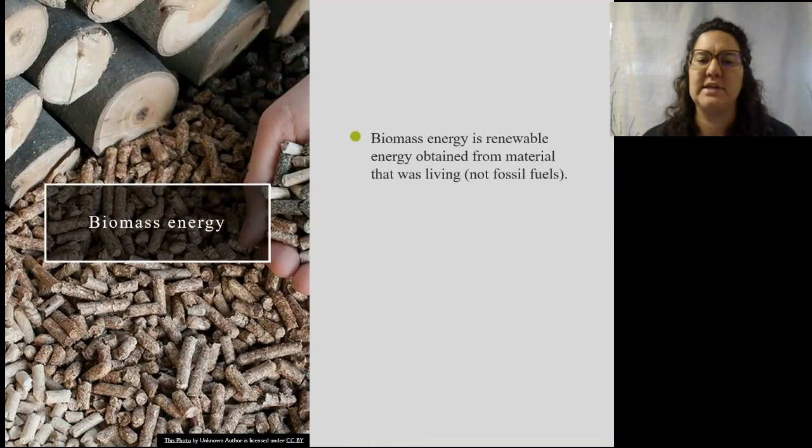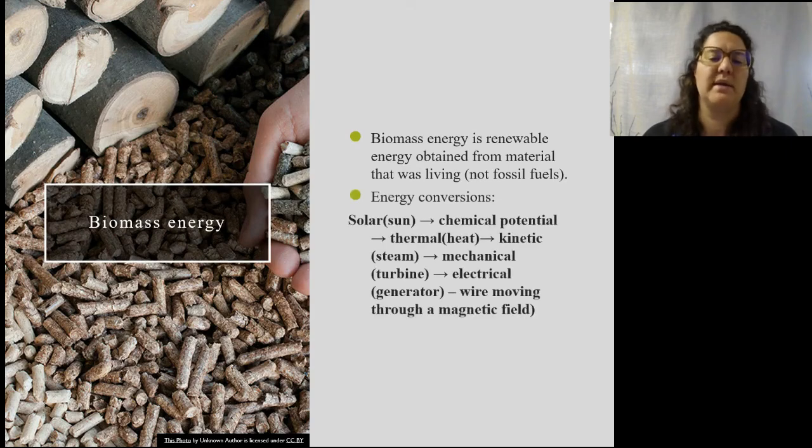So biomass energy is renewable energy that was obtained from materials that were living, but it's not fossil fuels. It's a kind of short cycle carbon, such as trees, plants, and waste materials. So our energy conversion is going to start with the sun, which is solar energy. Then we have chemical potential energy stored in the bonds of fibers of trees, of manure, of other plants.